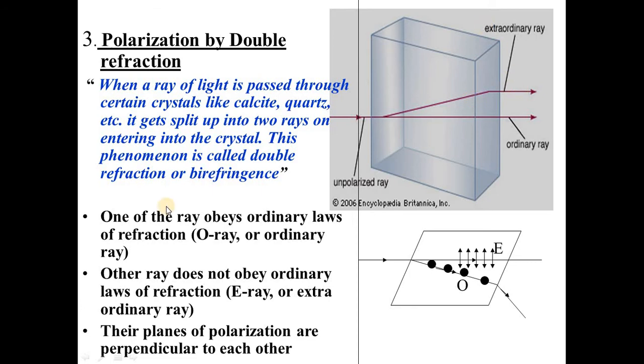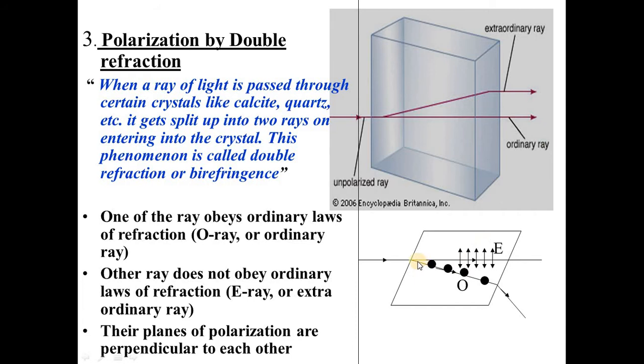One ray, the ray which satisfies all the laws of refraction, is called the ordinary ray, and here the ray which is refracted is the ordinary ray. And here I think I've made a mistake. This one is the ordinary ray, the refracted ray. When I'm sending out the PPT, I'll change it. Okay, this one is the ordinary ray, and this one is the extraordinary ray that does not obey the laws of refraction.